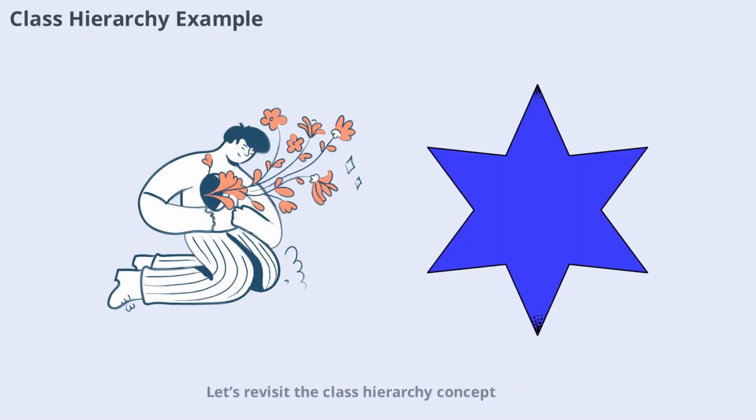Let's revisit the class hierarchy concept. Imagine a base class fruit with derived classes like citrus and non-citrus. Further, citrus can have lemon and orange, while non-citrus can have banana and apple. This hierarchy shows how generalization and specialization work together, and how polymorphism lets you interact with all these types through a common interface.